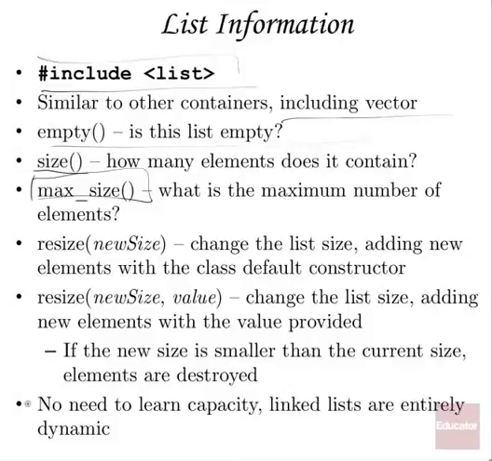There's no capacity because linked lists are completely dynamic. It's not an issue of have we filled up our capacity? Do we need to allocate more capacity? Every time you add a new node, it needs to allocate new space for that node. Now we can resize it, give it a new size.